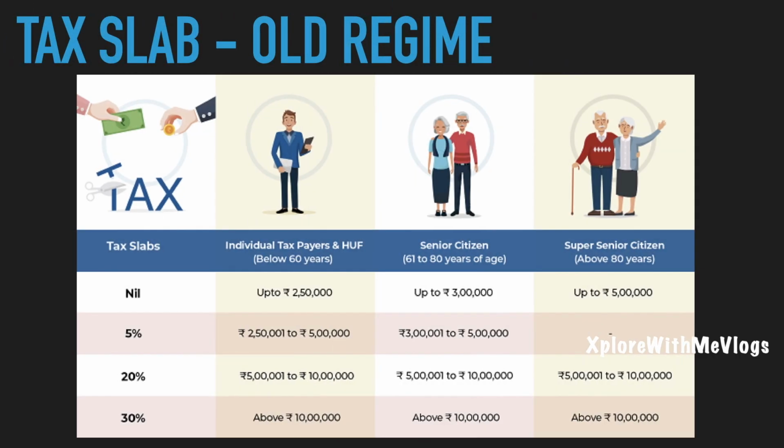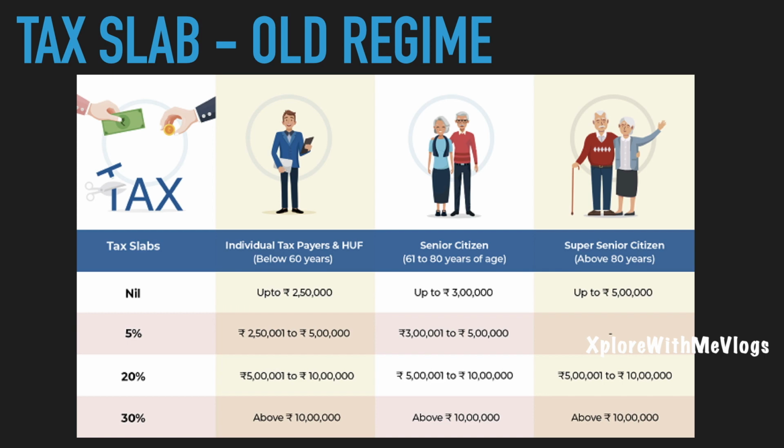For any taxpayer there is no tax till his income reaches rupees 2,50,000. And his income from 2.5 to 5 lakhs is taxed at a rate of 5%. Next, his income from 5 to 10 lakhs is taxed at a rate of 20%. And finally, any income above 10 lakhs is taxed at 30%.